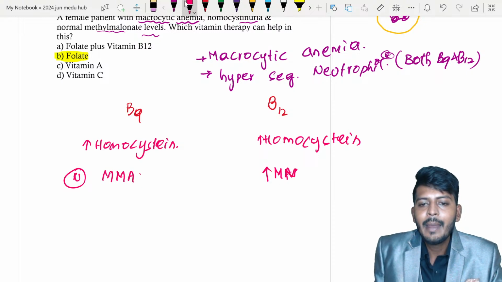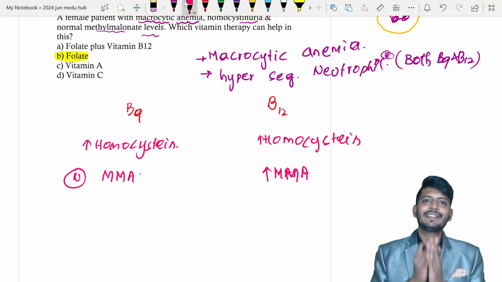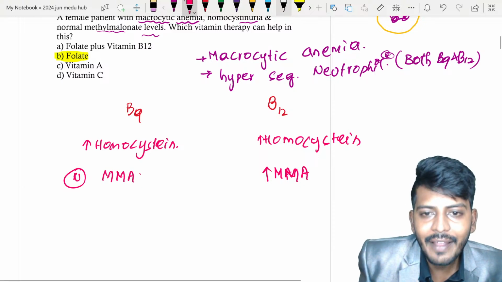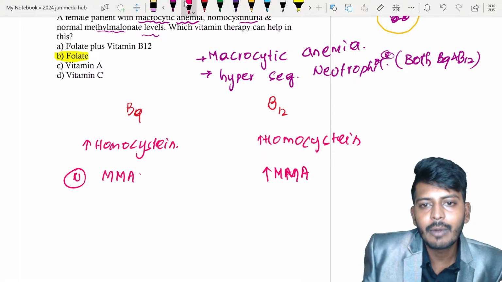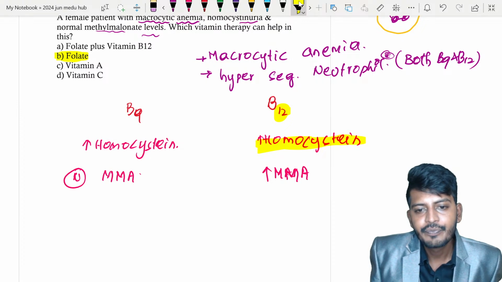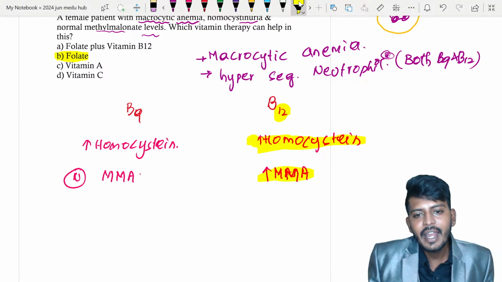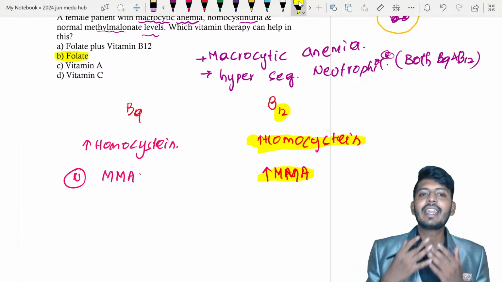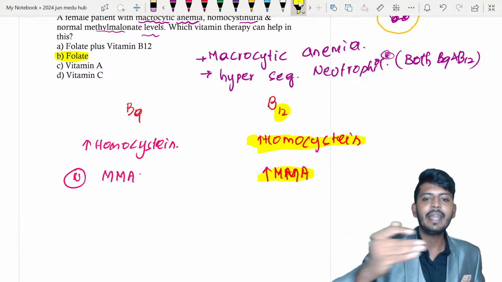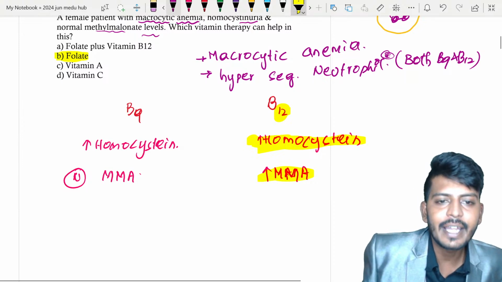Okay, methylmalonic acid. अगर दोनों बढ़ गया तो that is your B12 deficiency. तो याद रखने की एक टेक्निक याद रखो. B12 में 2 नंबर्स हैं, दोनों चीज बढ़ा रहता है. In B12, 2 numbers are there, both of them will be elevated. You can remember it like this. If both are elevated, B12 deficiency. Very good, all of you are correct. The answer is folate is the answer.